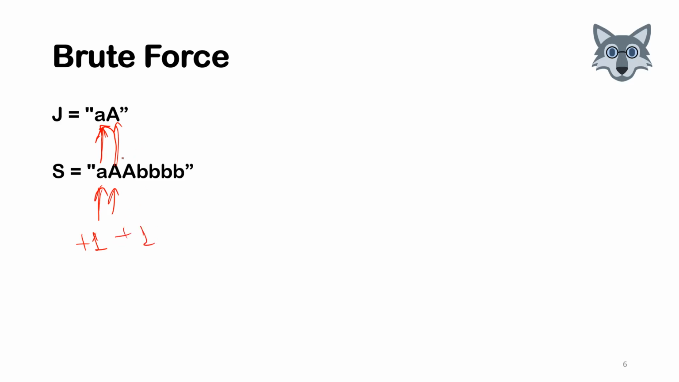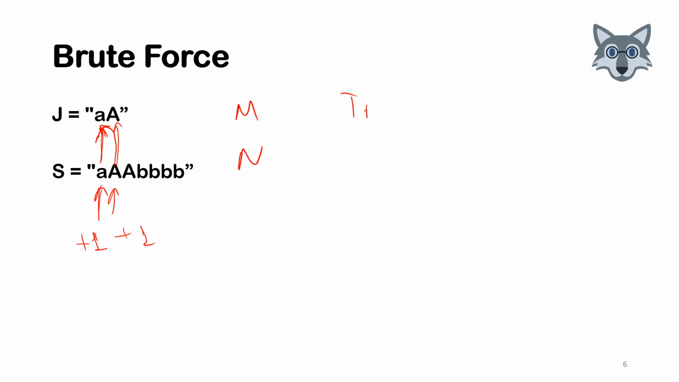Just like that, you go one by one through the stones and also one by one through the jewels. You're basically doing two nested loops and checking if it's a jewel or not. Pretty simple approach. Let's assume that the average number of jewels is m and the average number of stones is n.